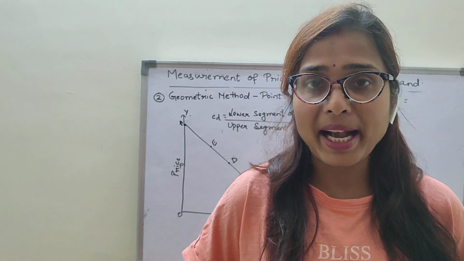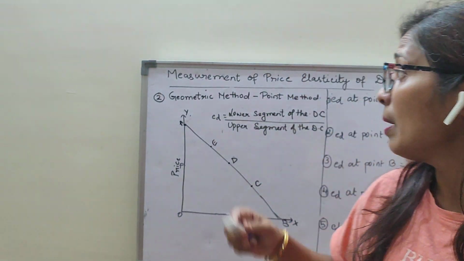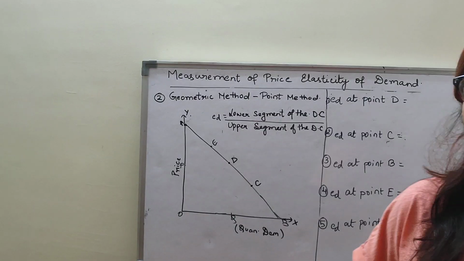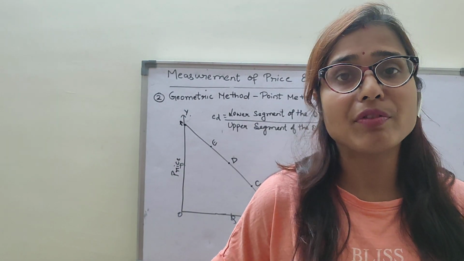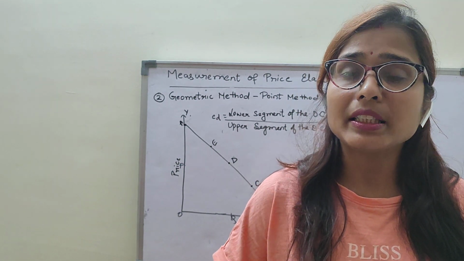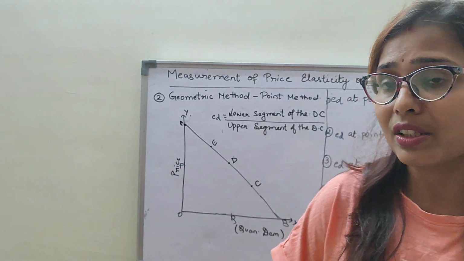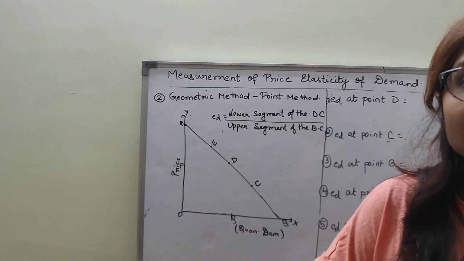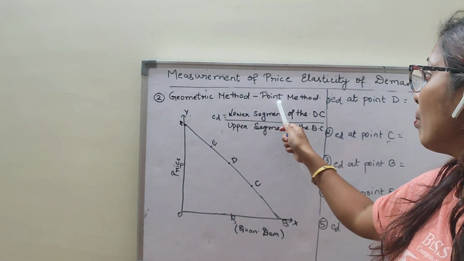So today I'm again back with my second video for the methods of measurement of the price elasticity of demand. In my first video I discussed the percentage method, and in this class I'm going to discuss the geometric method. Geometric method is also known as the point method.